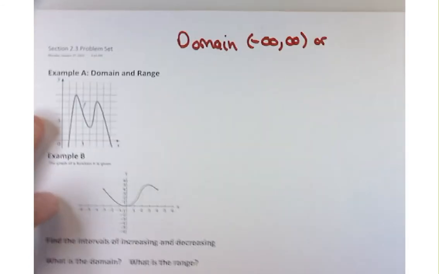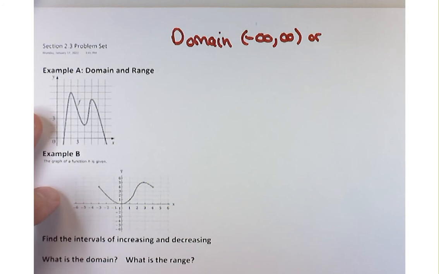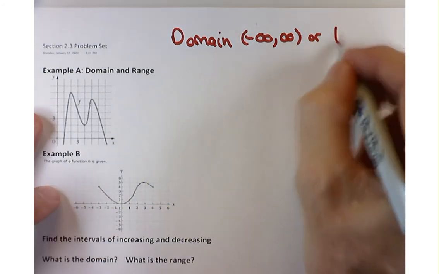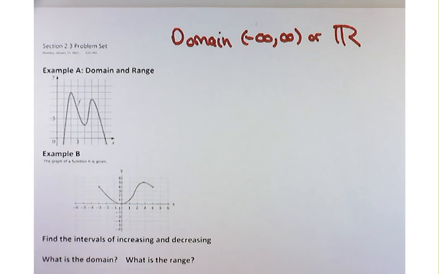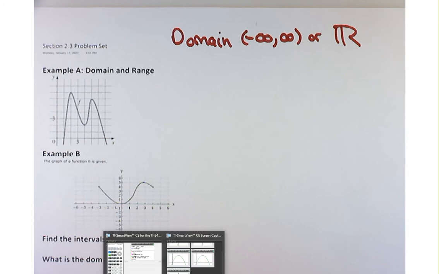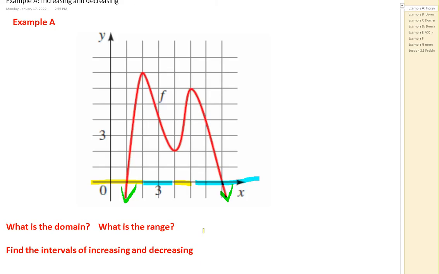Does anyone remember that fancy notation that I liked for this? R. Yeah, the script R. Yeah, all real numbers. So that's kind of nice that you remember that. Good job. Our range, well, our range is associated with the y values. So the range is going to go from lowest to highest. In terms of our y values, what's the lowest? Yeah, negative infinity. But how about the highest? It's no longer negative infinity to infinity.